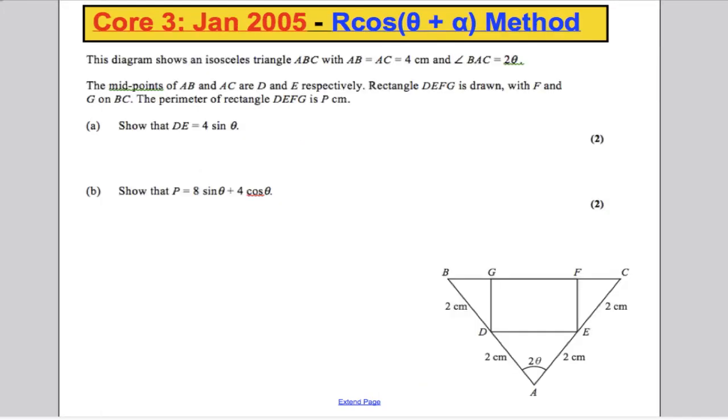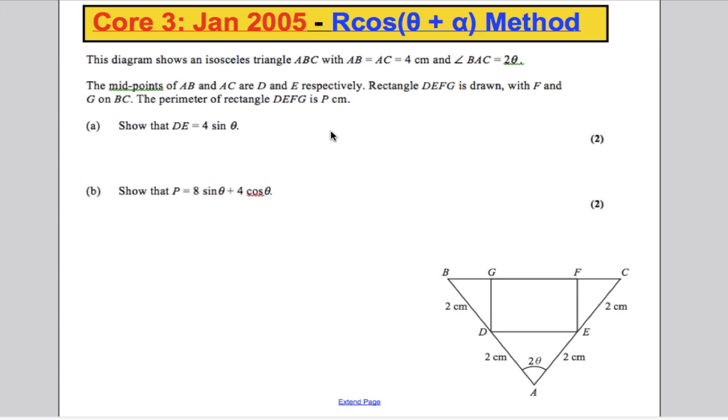Okay, last question here. It's a fairly tricky question. It's got a picture. The diagram shows an isosceles triangle ABC, okay, with AB equals AC equals 4, and BAC is 2 theta. The midpoints of AB and AC are D and E respectively.